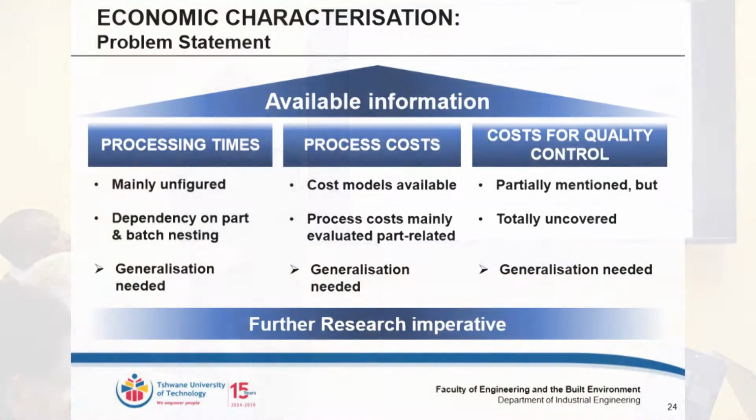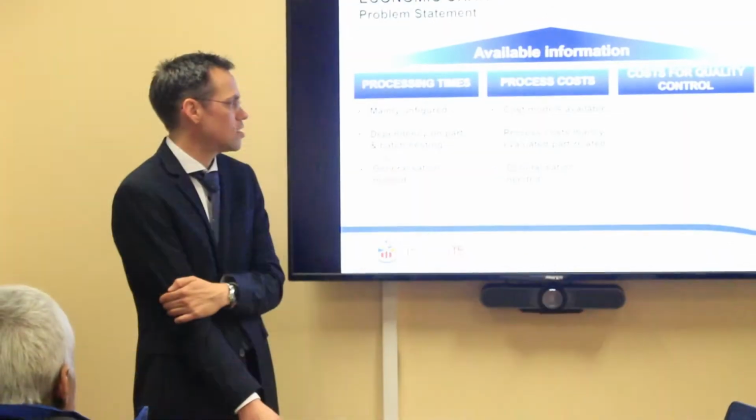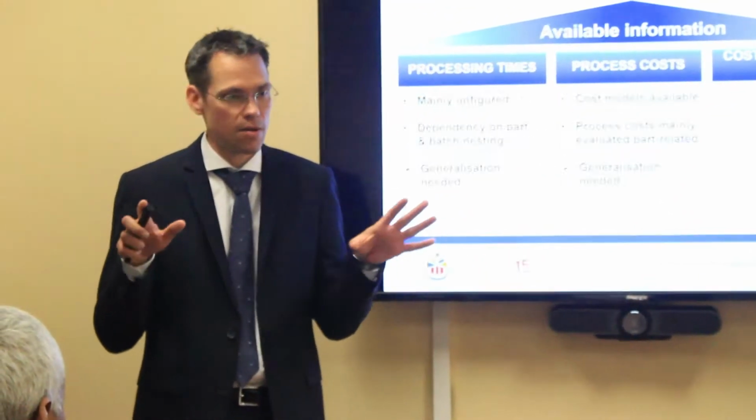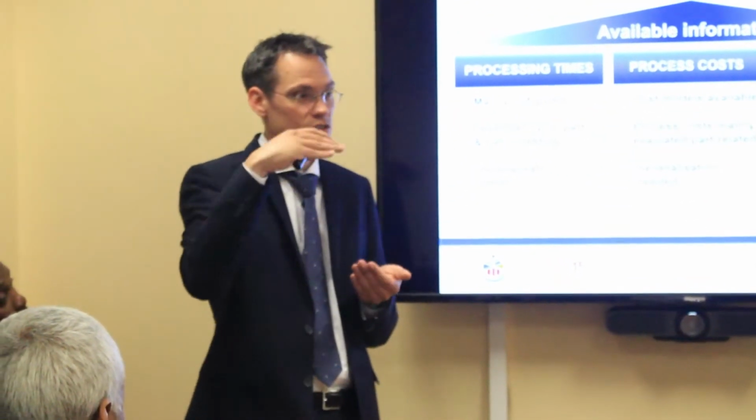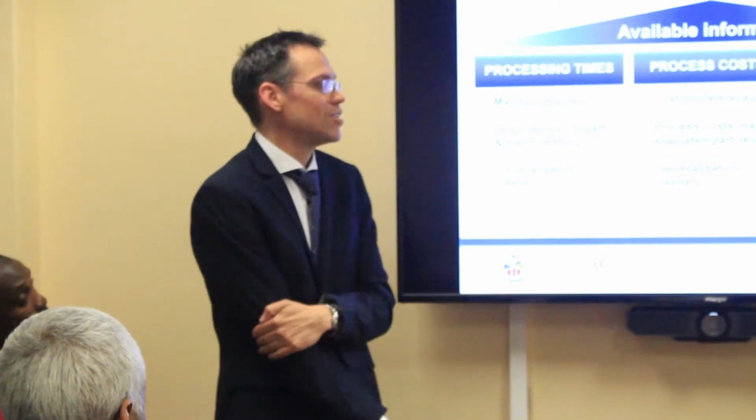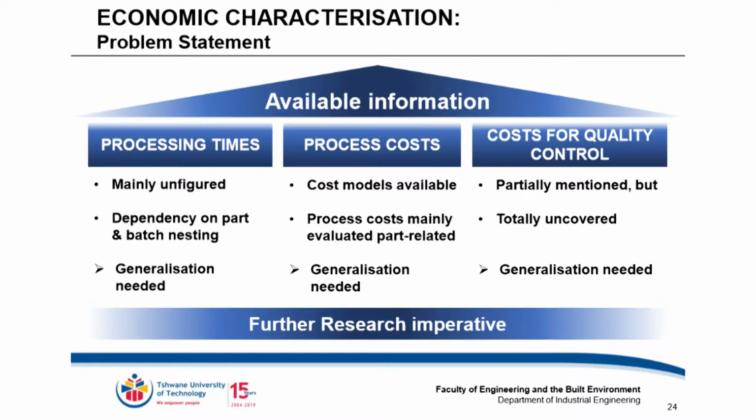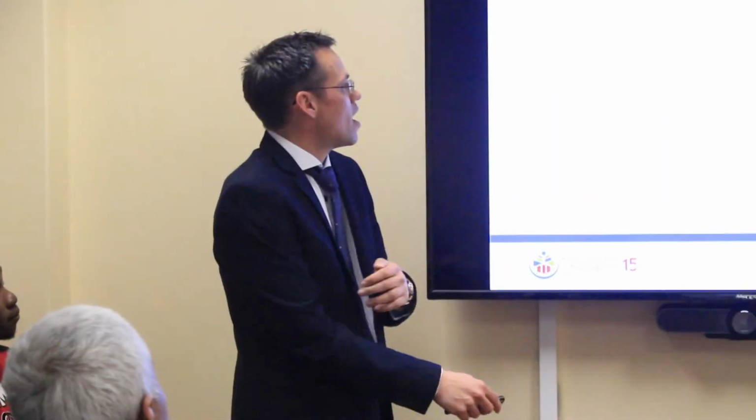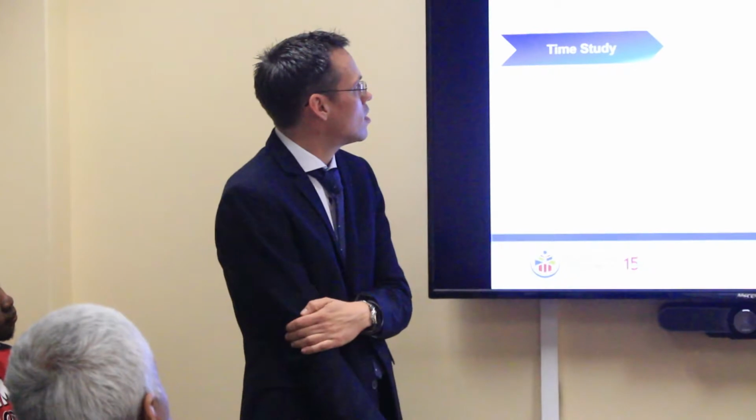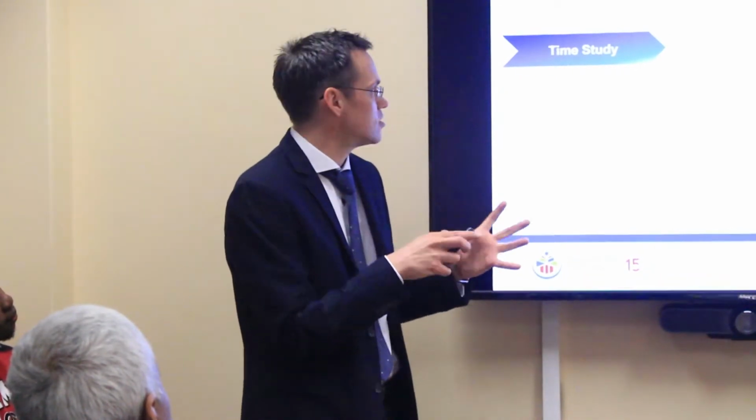the costs for quality control are mentioned in some publications in terms of, yeah, you should consider there could come certain quality costs on top, but they are totally unfigured. So within the economic characterization, the main question is how much cost for quality control will emerge from this process characteristic. And so the economic characterization comprises 3 steps.